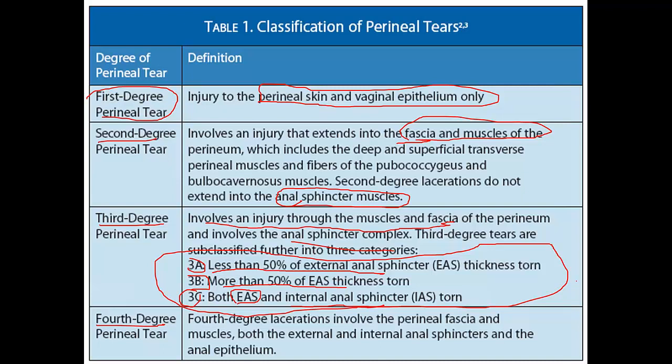Here, I remember this question about a case of third degree perineal tear involving about 50% of the external anal sphincter. According to the classification, if less than 50%, it is 3A, and if more than 50%, this is 3B. So the question asks about just 50%.